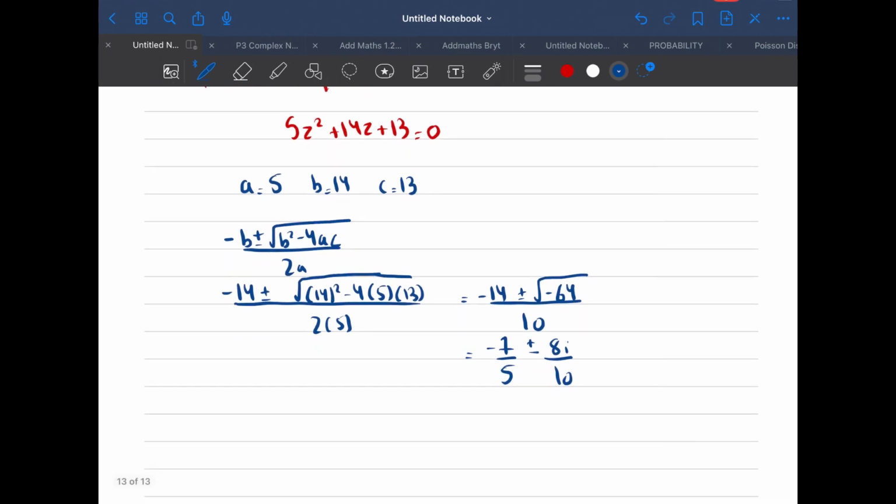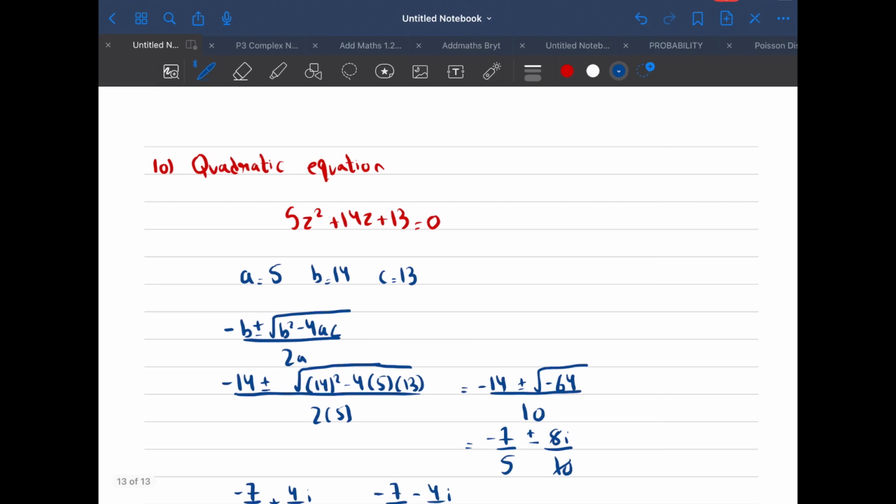Now let's write this in the simplified form. So minus 7 upon 5 plus 4 upon 5 iota and minus 7 upon 5 minus 4 upon 5 iota. Do you get this, guys? Is there any problem so far? So we are clear with the quadratic equation.